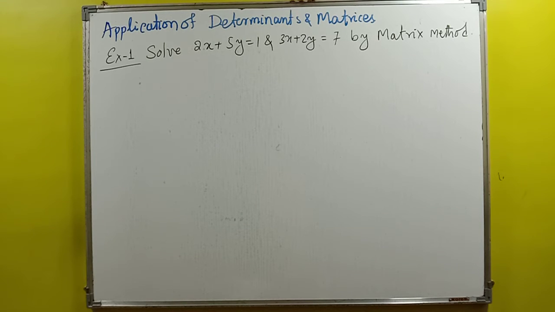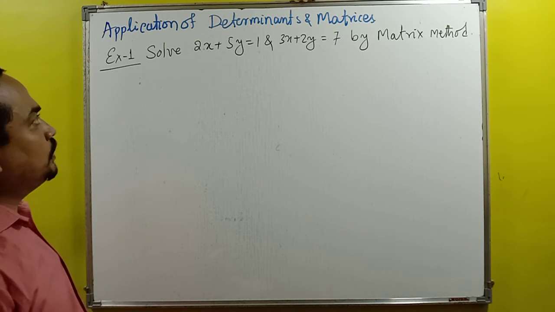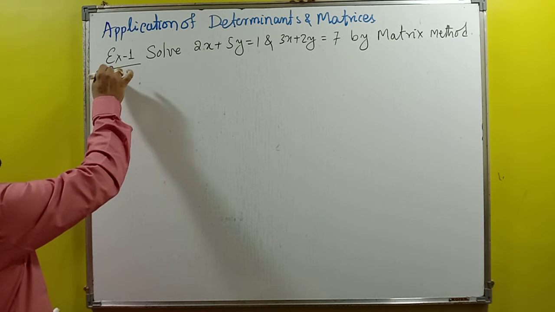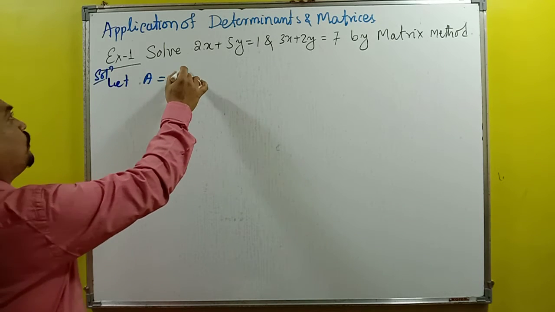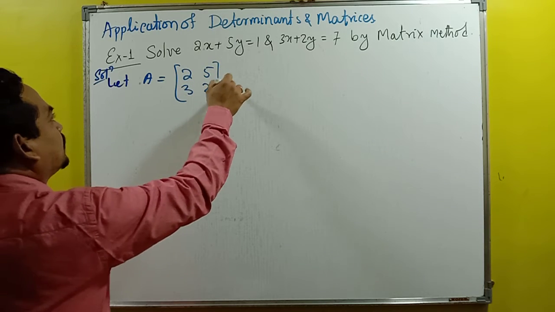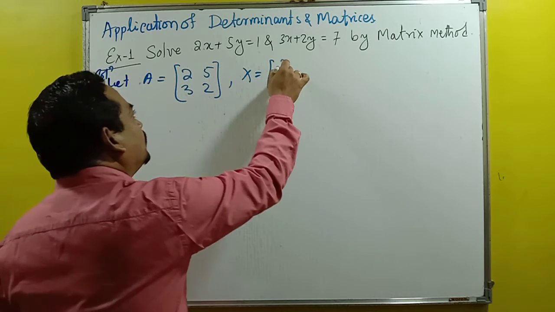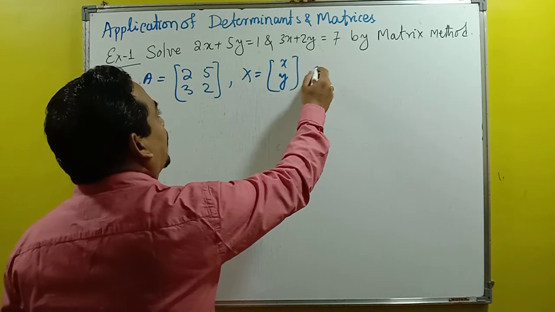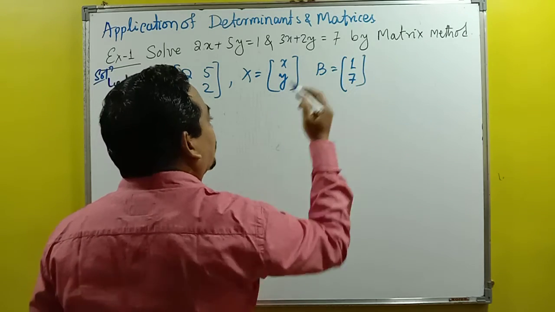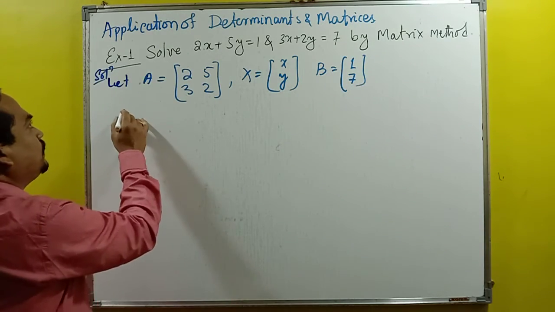Now let us solve one example. Solve 2x plus 5y is equal to 1 and 3x plus 2y is equal to 7 by matrix method. Here, as I told, let A be the coefficient matrix of x and y: 2, 5, 3, 2. The matrix X is the variable matrix, x and y, and the B matrix is 1, 7. Got it?